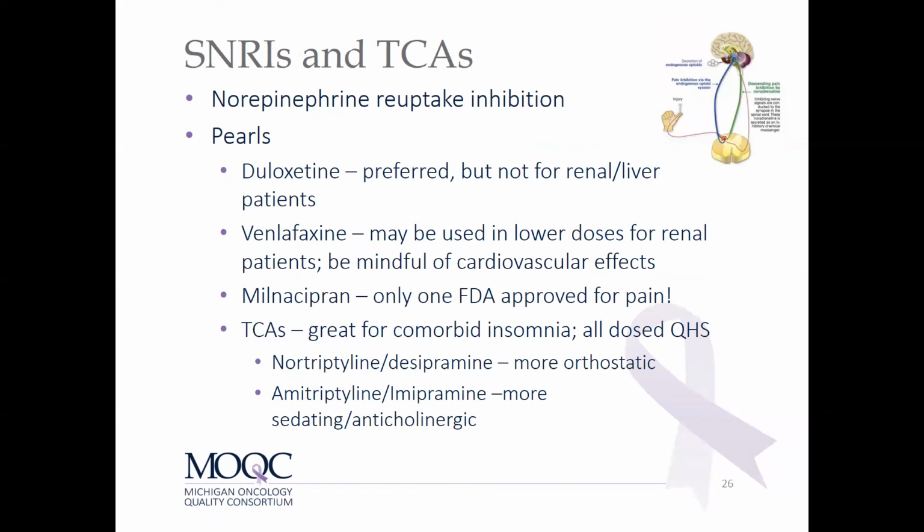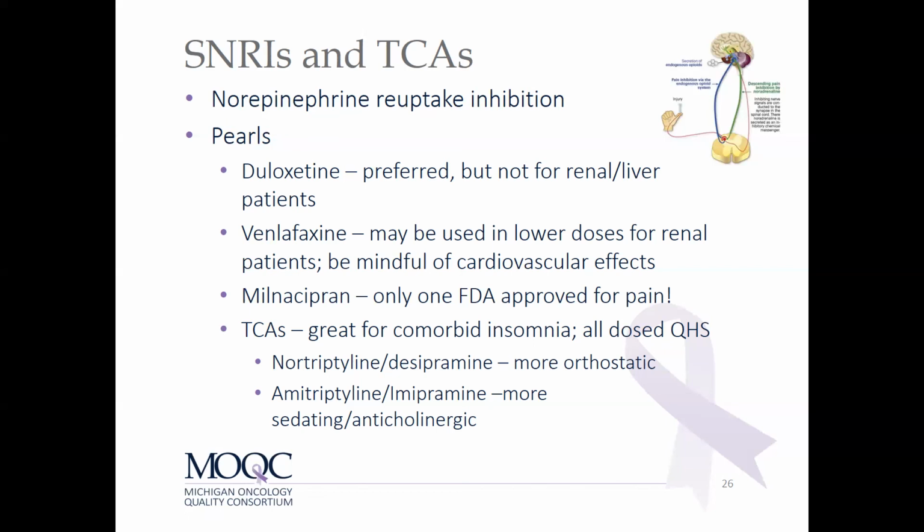SNRIs and TCAs, so remember, this is really targeting our descending noradrenergic neurons by hyperpolarizing those neurons and blocking those signals from coming up the ascending pain pathway as much as possible. When we look at these, it's really the noradrenergic activity that's working. And so we want drugs that are going to be much more receptive to the noradrenergic neurons. So duloxetine is preferred because of that, because it's more potent at the noradrenergic receptor than venlafaxine is, as an example. But you can't use it in patients with renal dysfunction or liver disease, so patients who are cirrhotic.